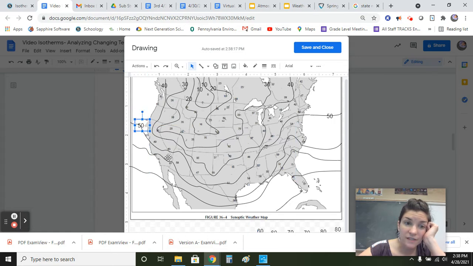All right, this is my 50 line. Anything less than 50, like 49 right here, is going to be on the inside. Anything more, like this 58, is going to be on the outside. So it cuts through the data like that.